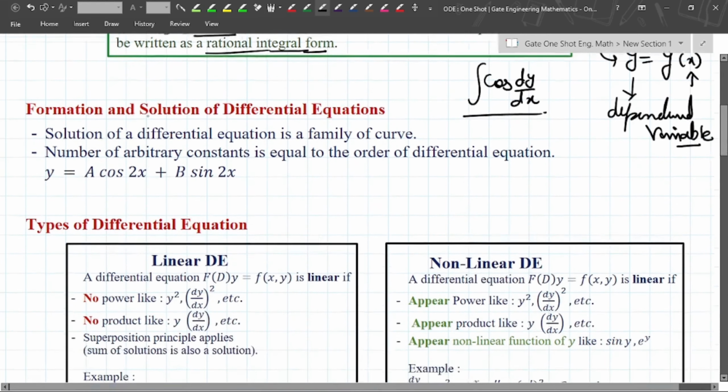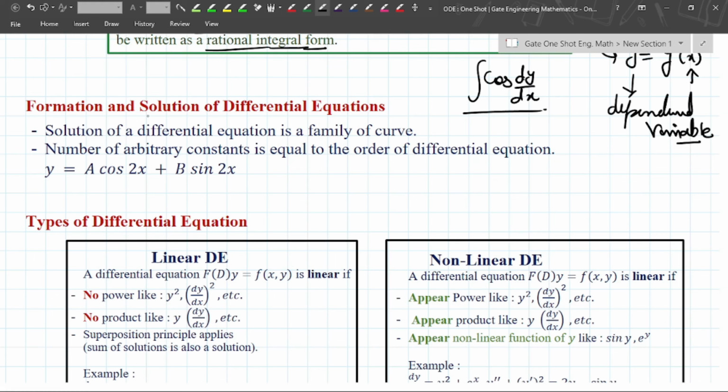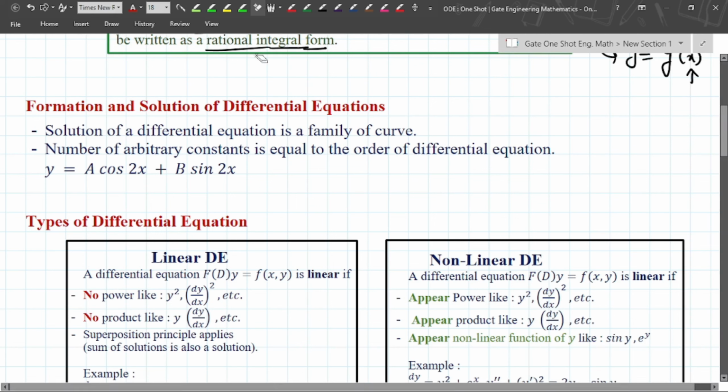So next is the formation and solution of a differential equation, basically what is the solution of a differential equation. First let me discuss the differential equation solution. Whenever we have a differential equation, the general form is a0 times the nth derivative of y, plus a1 times the (n minus 1)th derivative, and so on up to an times y, equals some function of x on the right hand side.